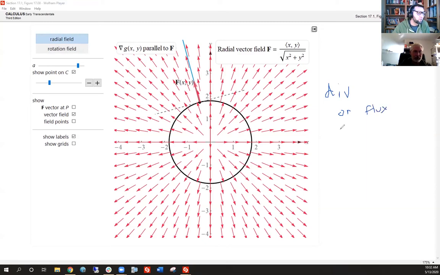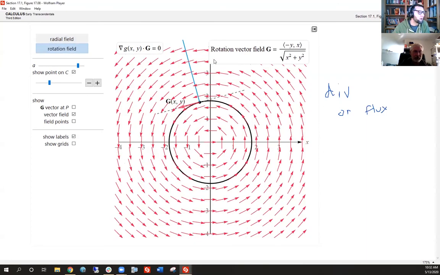That's in this radial example. Whereas if we're in the rotational example, notice we're going parallel, and this is going to tell us something about the work that is done. And I think also the curl.